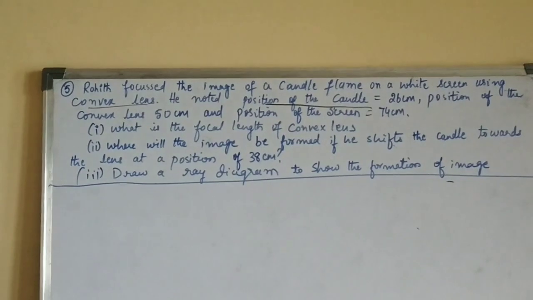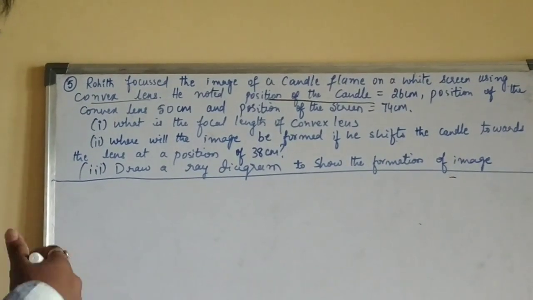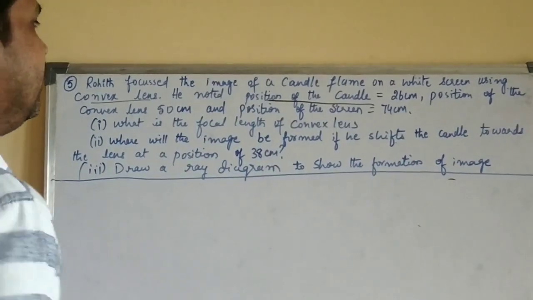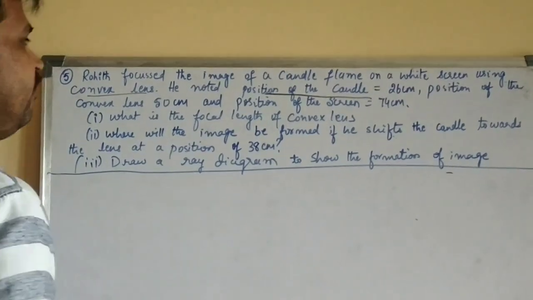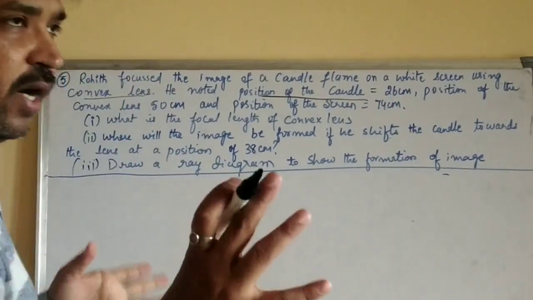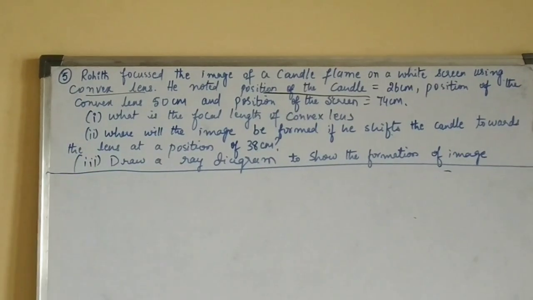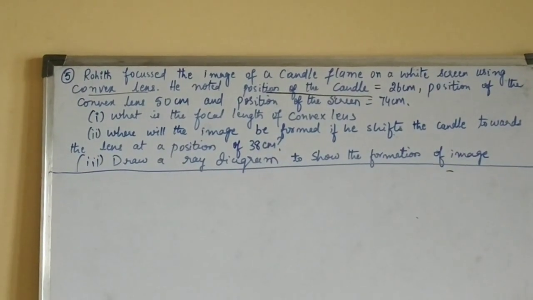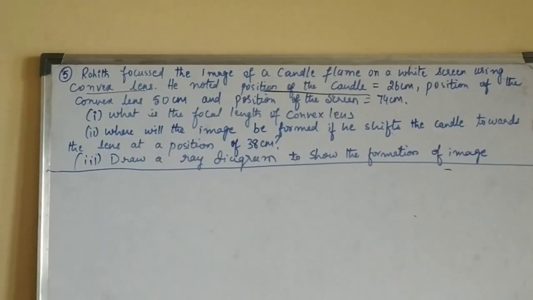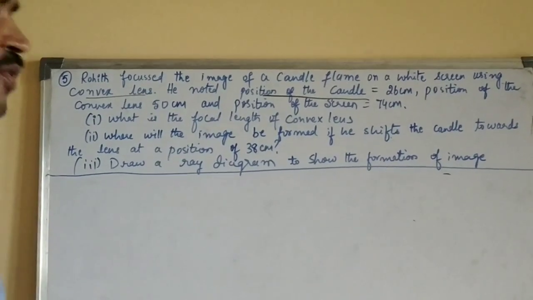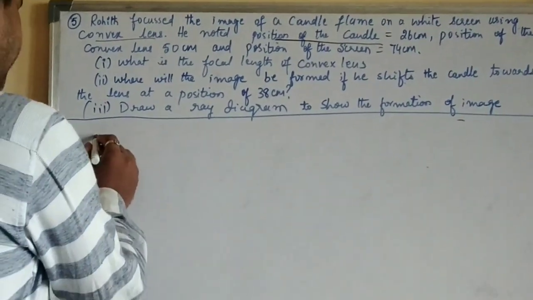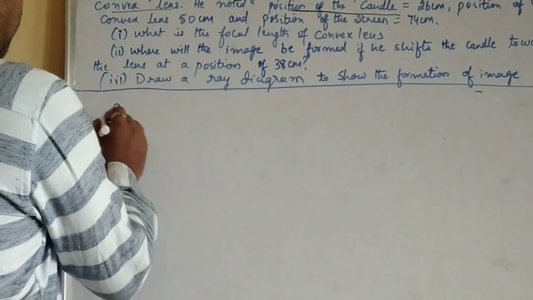Okay. Now, Rohit actually did some experiment. He has this candle flame and he took the convex lens. That candle flame is the object. Now, he noted the position of the candle. Position of the candle means what? Position of the object. Now, see here. Now, this Rohit, this is Rohit.